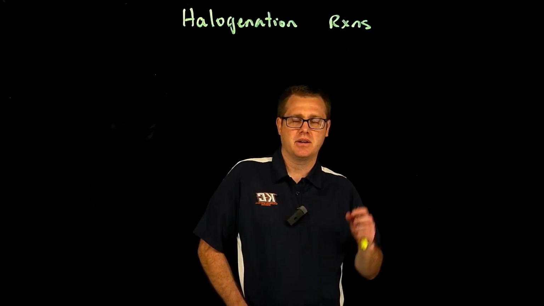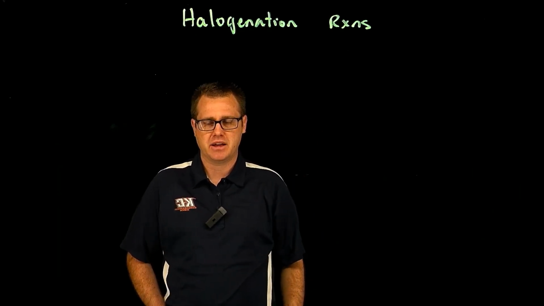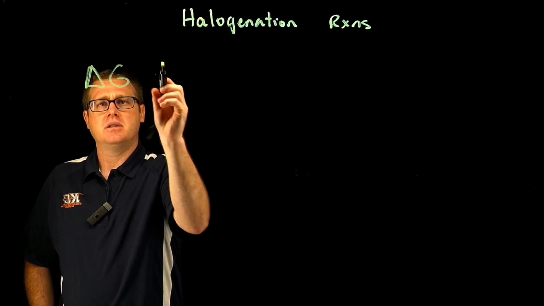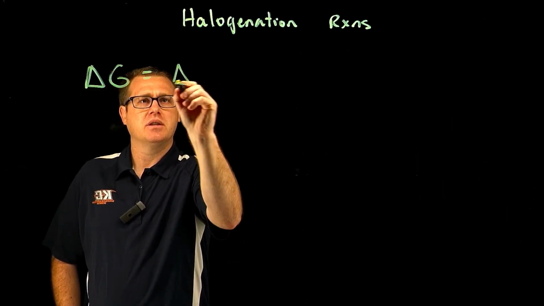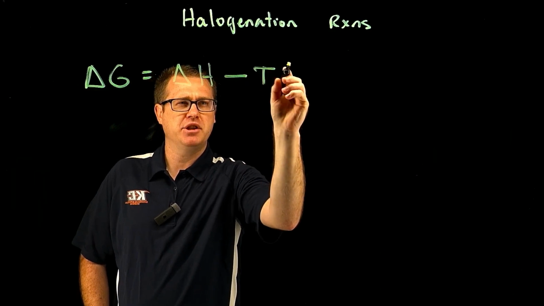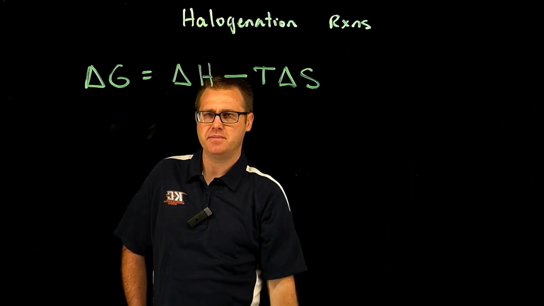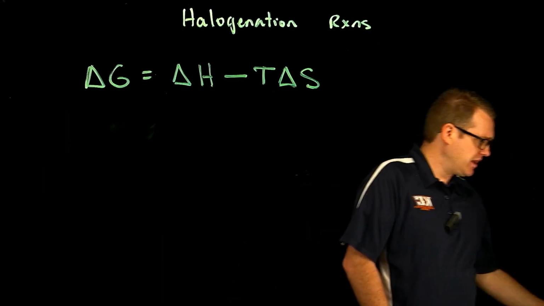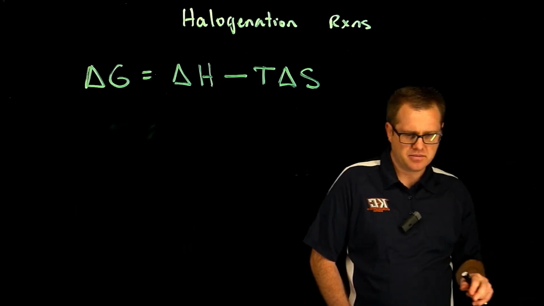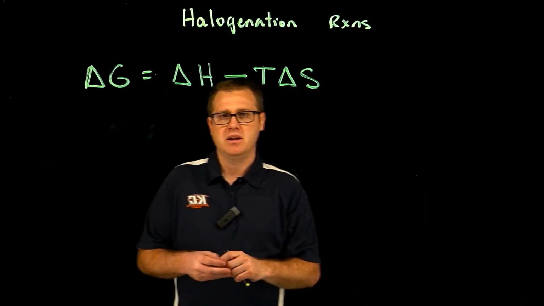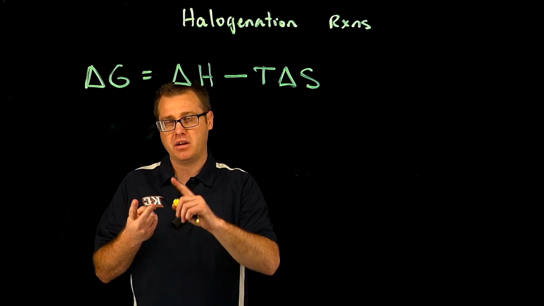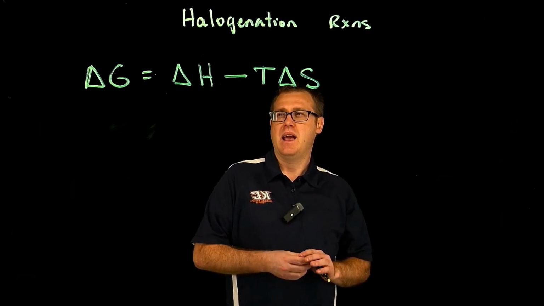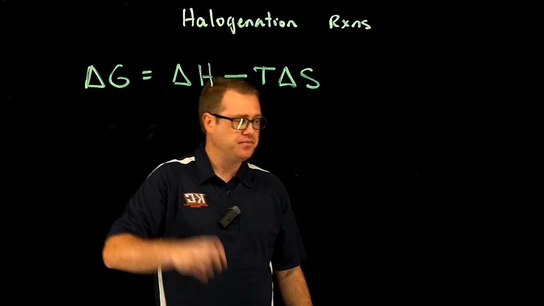Hello, class. Let's continue our discussion on radical halogenation reactions. Recall from general chemistry, Gibbs free energy equals the change in enthalpy minus the temperature times the change in entropy. Remember that equation? Well, what we're going to do is use this equation to understand the difference between halogenations using fluorine, chlorine, bromine, and iodine. They all behave a little bit differently, and it has to do with Gibbs free energy.